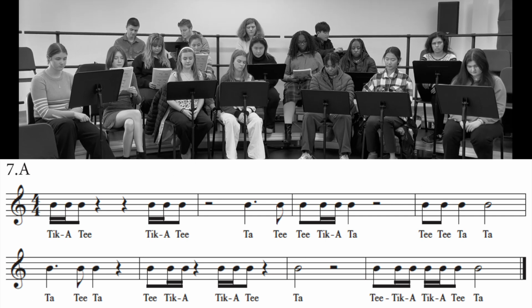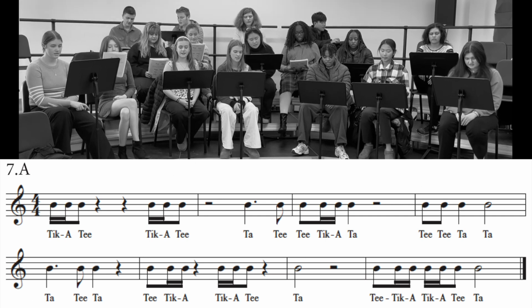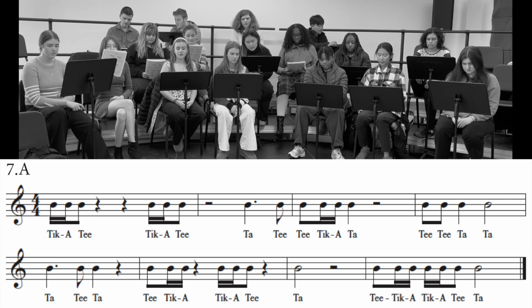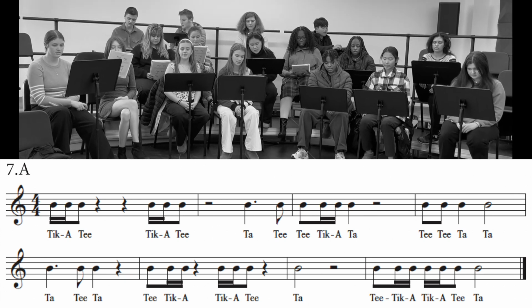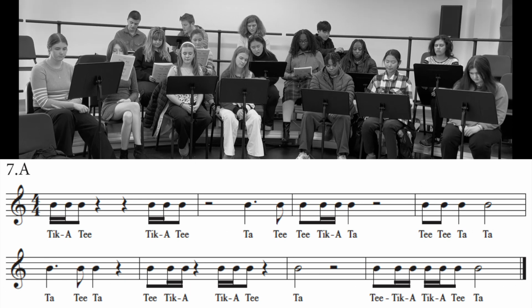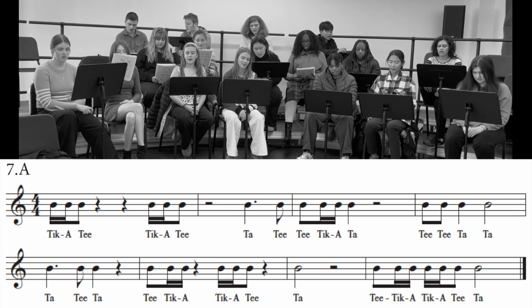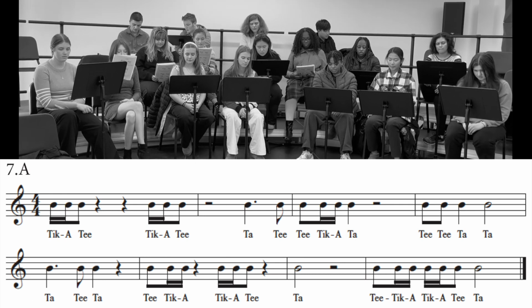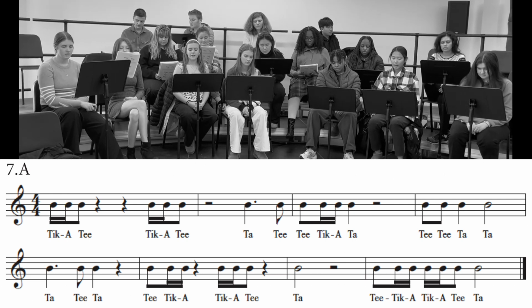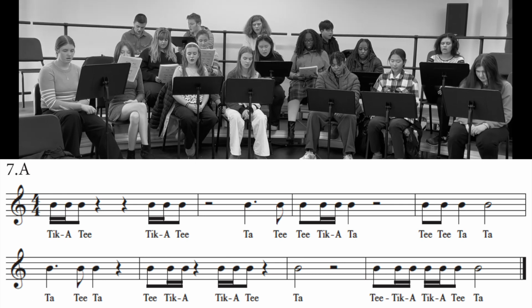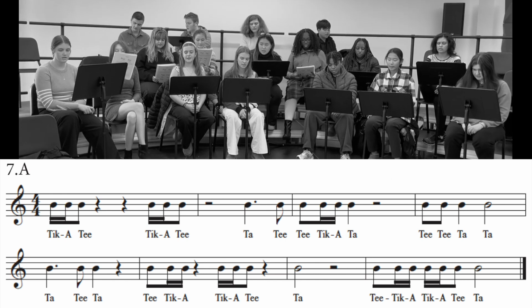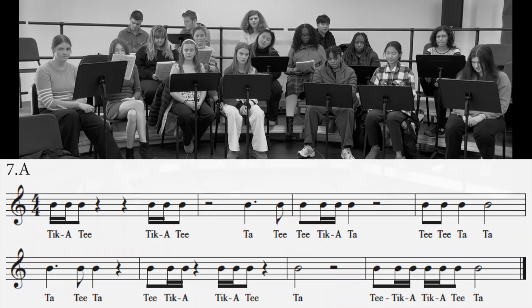1, 2, ready, and Tik-A Tee, Tik-A Tee, ta, tee, tee, Tik-A ta, tee, tee, ta, ta, ta, tee, ta, tee, Tik-A, Tik-A Tee, ta, tee, Tik-A, Tik-A Tee, ta.